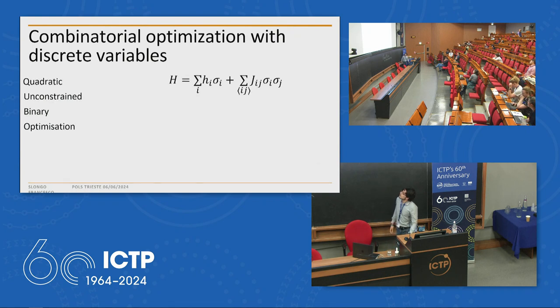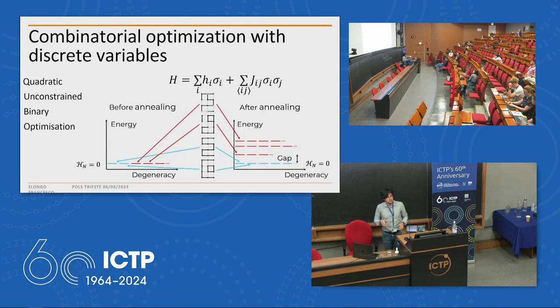So the question is, can we build a fictitious Ising system in such a way that its ground states are in one-to-one correspondence with the configurations that we want to map? Because if we are able to do so, we just have to minimize the energy of this fictitious system, and then we will get samples of our original system.